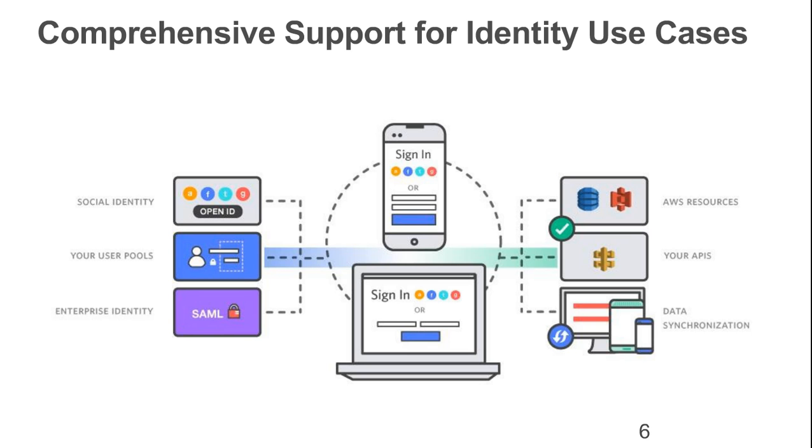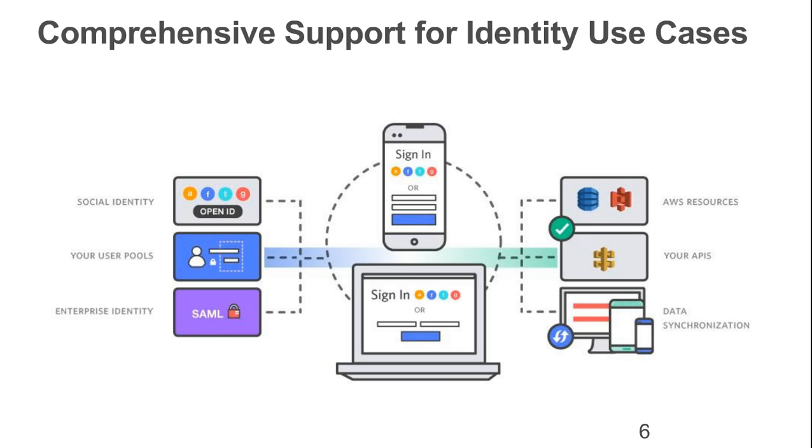Then on the left-hand side, we're illustrating some of the authentication options, the ways that your users can sign in. So we've got social identity with Facebook and Google. We've got user pools, which will be the focus of the webinar, if you want your own directory for users to sign up directly as one of your own users. And then if you've got enterprise identity, for example, with SAML for Active Directory, we offer that capability as well. So that's authentication on the left-hand side.